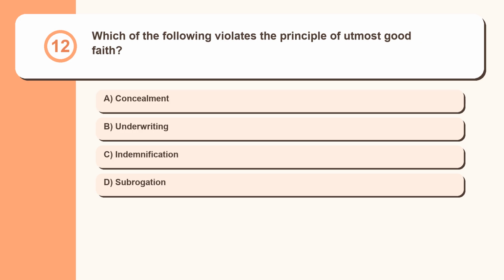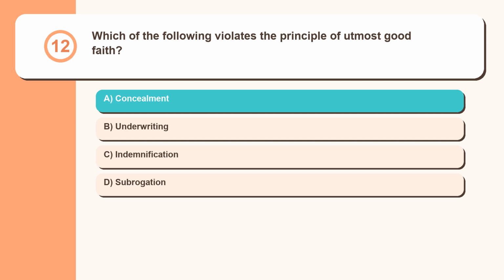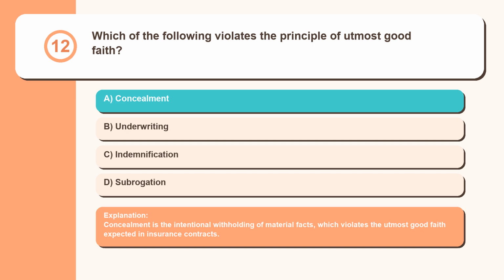Question 12. Which of the following violates the principle of utmost good faith? Concealment, underwriting, indemnification, subrogation. Concealment is the intentional withholding of material facts, which violates the utmost good faith expected in insurance contracts.